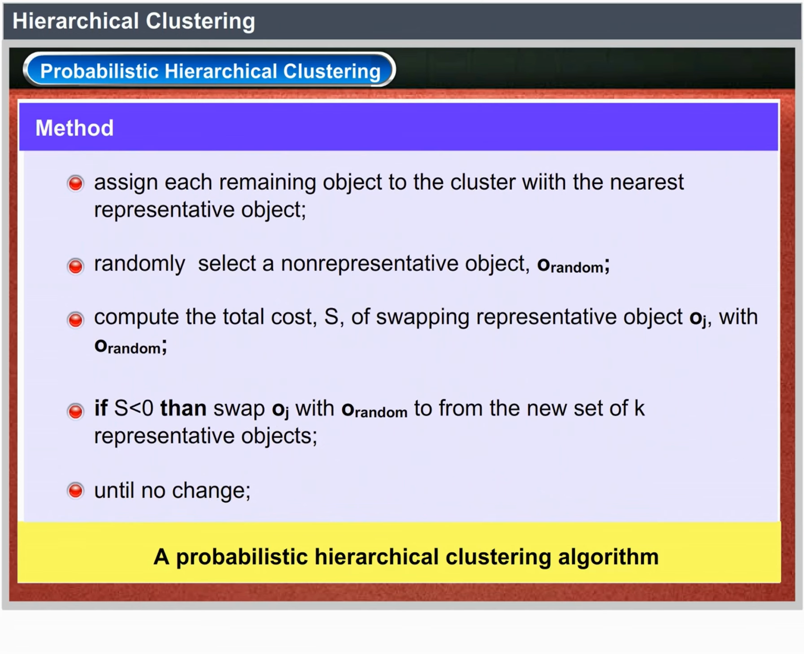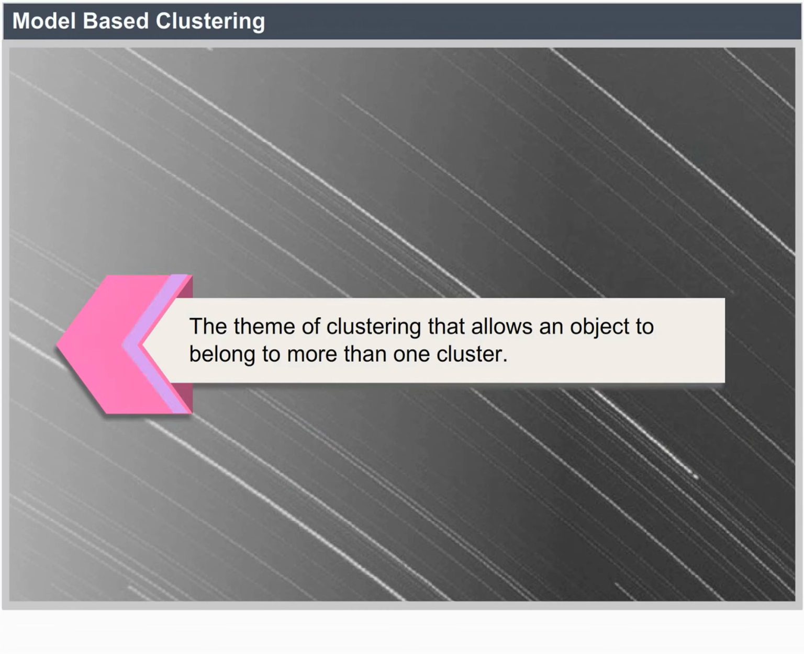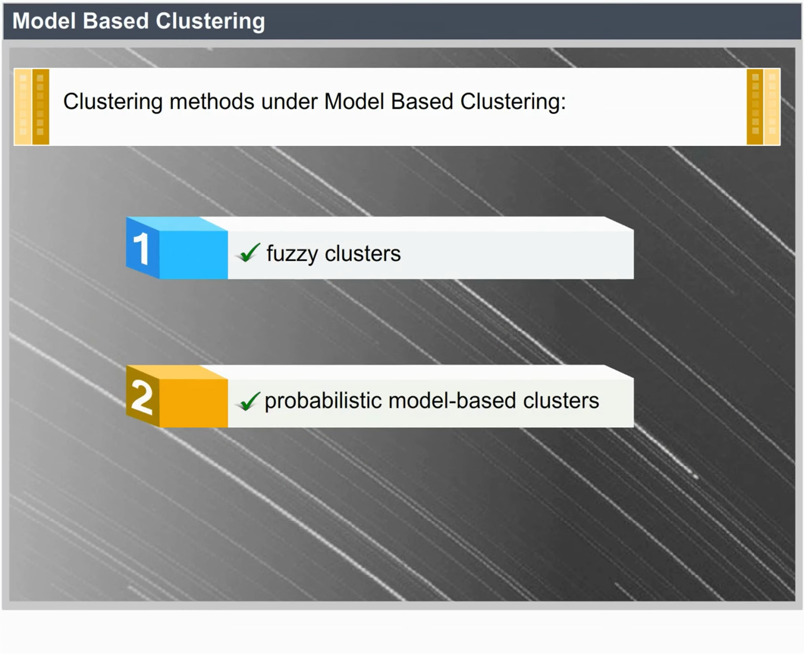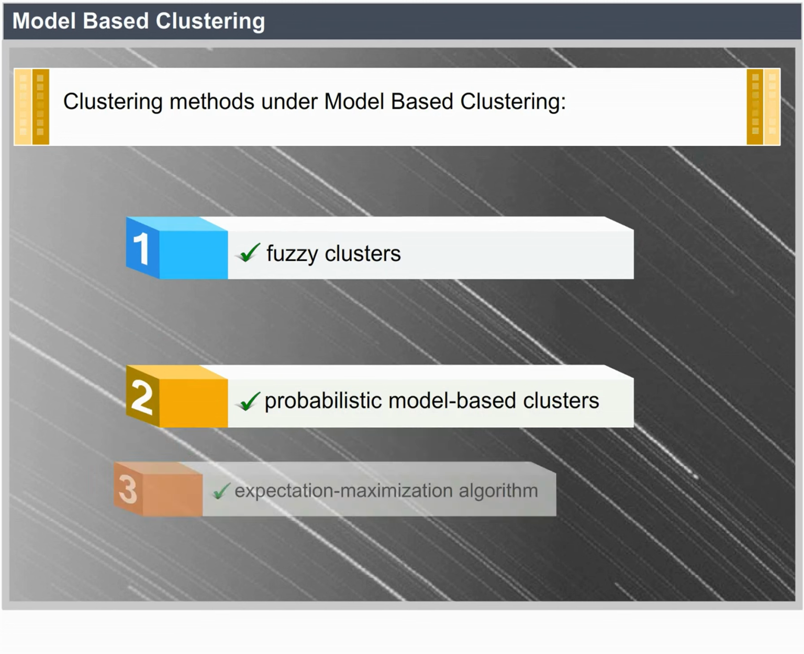Model-based clustering. The theme of clustering that allows an object to belong to more than one cluster. Clustering methods under model-based clustering: fuzzy clusters, probabilistic model-based clusters, expectation maximization algorithm.